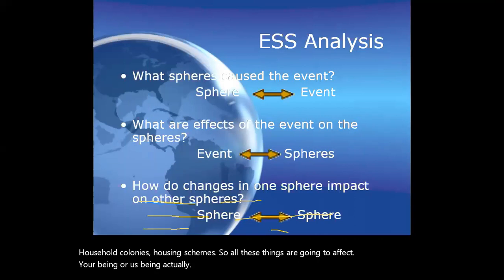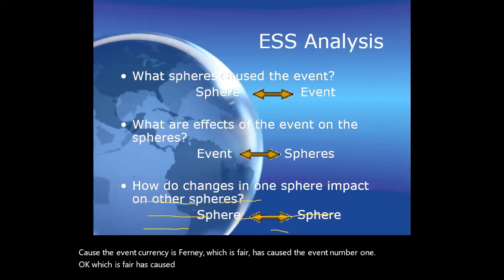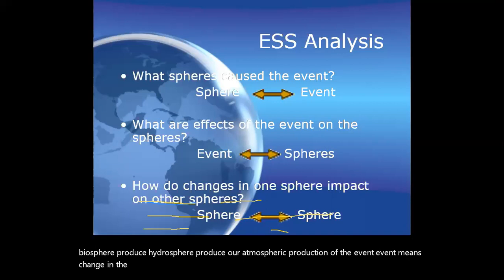ESS analysis includes three things actually. Number one, which sphere has caused the event? Either it is anthropogenic, produced by the anthrosphere, biosphere, hydrosphere, or atmosphere. Event means change in the environment. Number two, what are the effects of the event on the spheres? The event which is produced by any of the spheres, how it is going to affect other spheres.